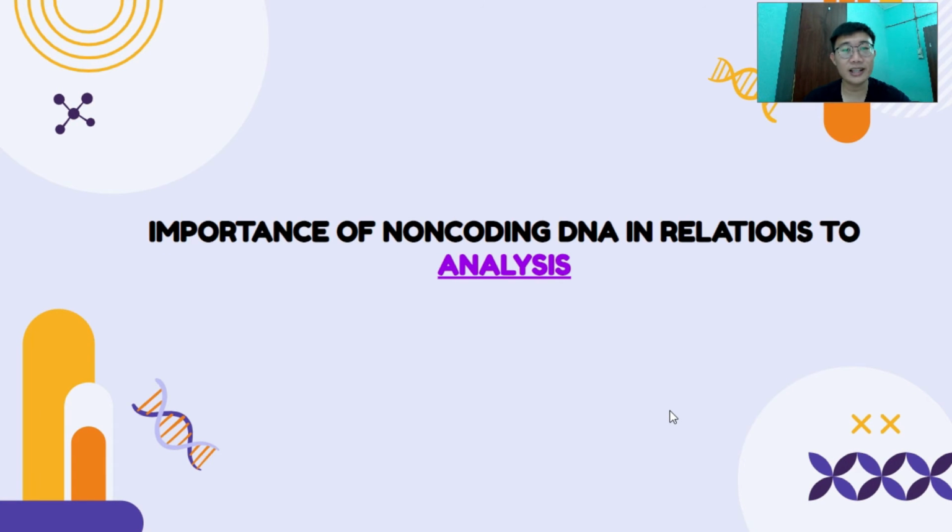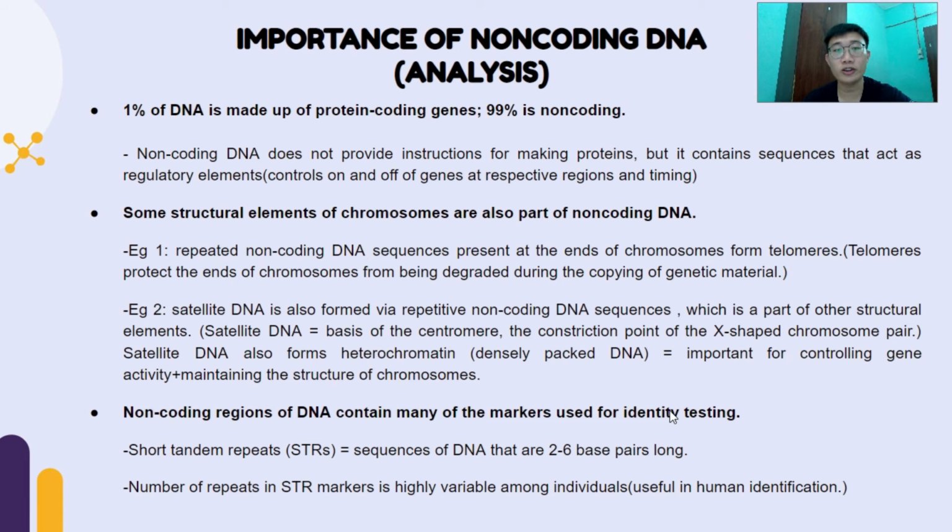Moreover, we can see the importance of non-coding DNA via the fourth aspect, which is analysis. According to the scientists, only about 1% of DNA is made up of protein-coded genes, and the other 99% are non-coding. The non-coding DNA does not provide instructions for making proteins, but it contains sequences that act as regulatory elements, determining when and where the genes are turned on and off.